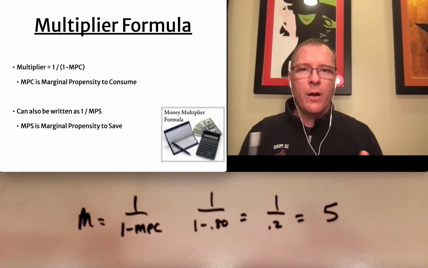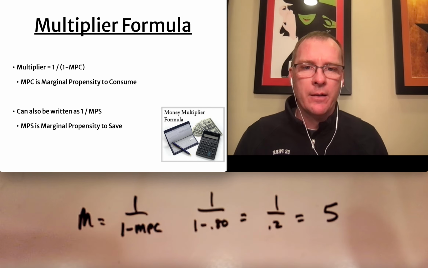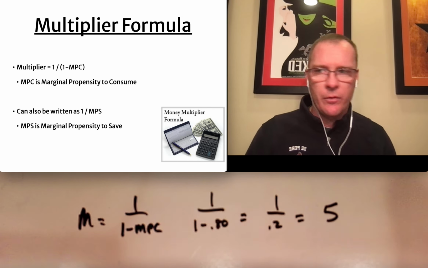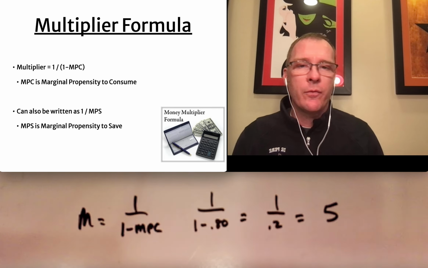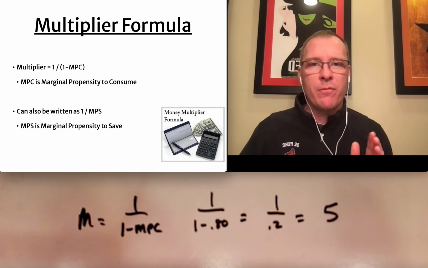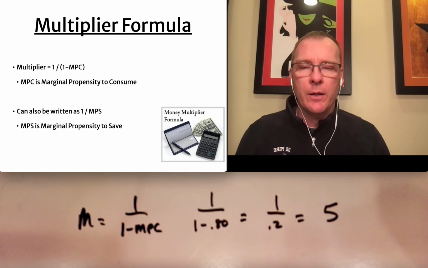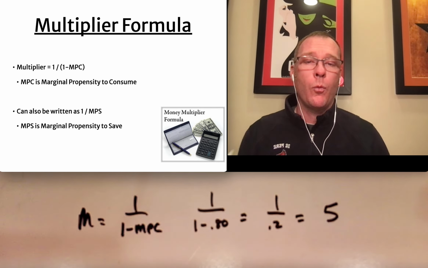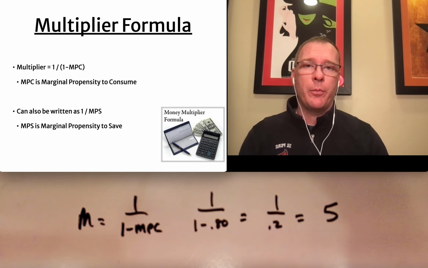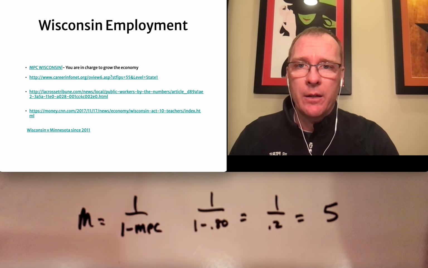And that's how you can use a multiplying effect to change things when, say, there's a recession. If $5 billion needed to be injected, we don't really need to inject $5 billion. You could inject $1 billion, and because of the multiplier, it's going to turn into $5 billion.